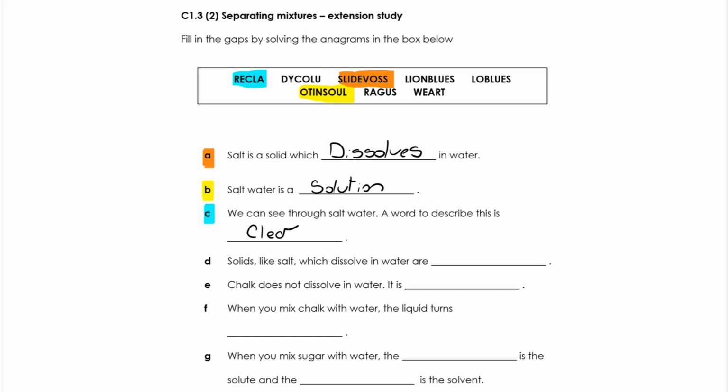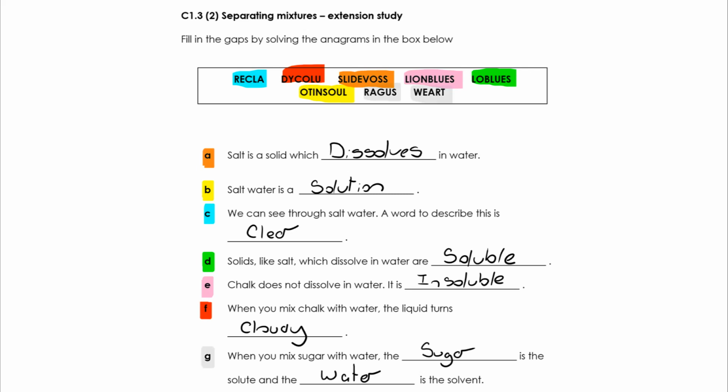Solids like salt, which dissolve in water, are soluble. Chalk does not dissolve in water, which makes it insoluble. When you mix chalk with water, the liquid will turn cloudy, which is a sign that it's insoluble. And when you mix sugar with water, the sugar is the solute and the water is the solvent. The solute dissolves in the solvent.